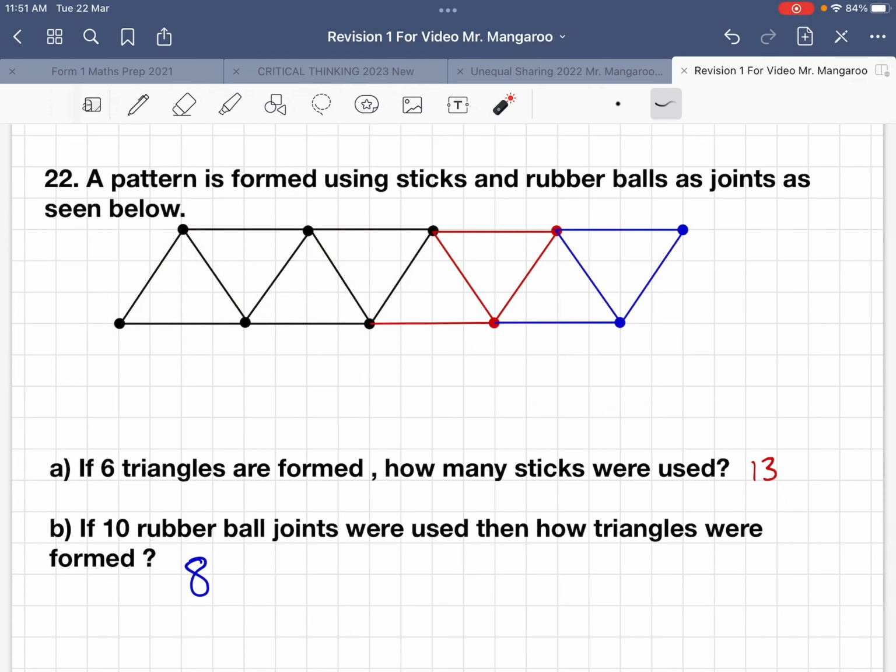And B, if 10 rubber ball joints, meaning the corners, were used, then how many triangles were used? So we draw until we get 10 corners. So that's one corner. Let's count the joints. 1, 2, 3, 4, 5, 6, 7, 8, 9, 10. So that's 1, 2, 3, 4, 5, 6, 7, 8. 8 triangles.